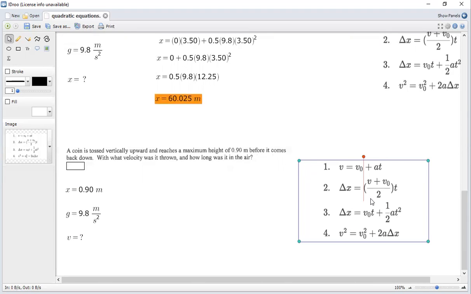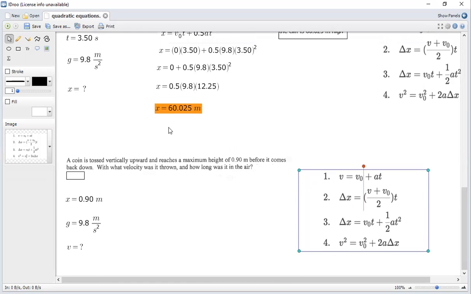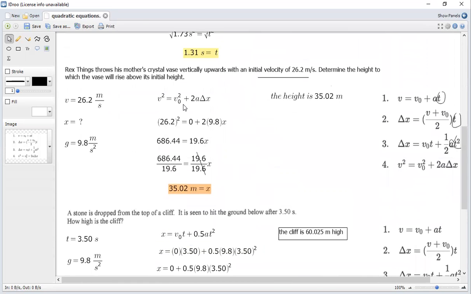In the second one, we don't have time also. Number 3, we don't have time, right? And number 4, we have velocity, yeah, number 4. We're gonna use number 4.